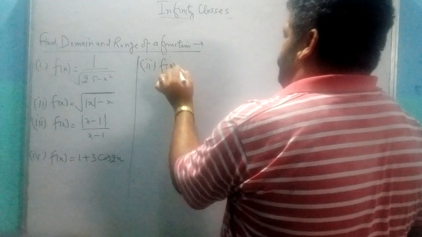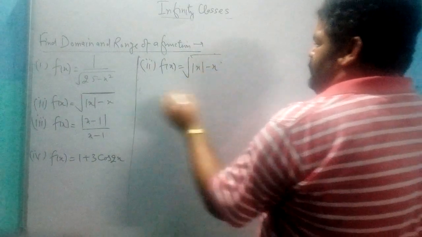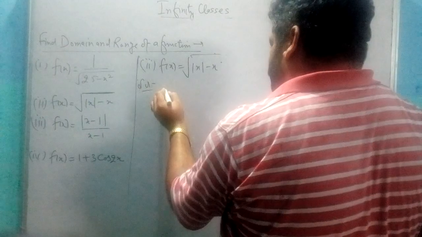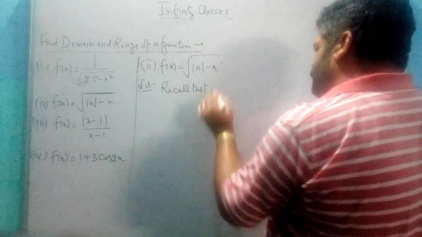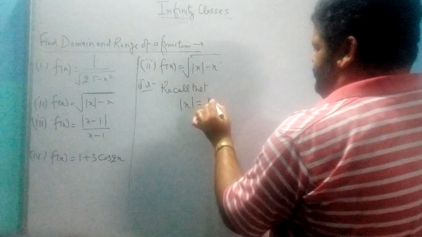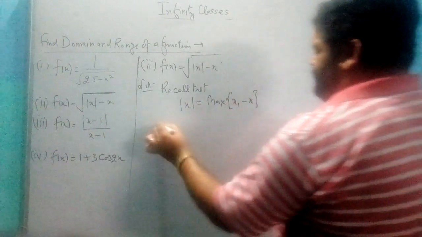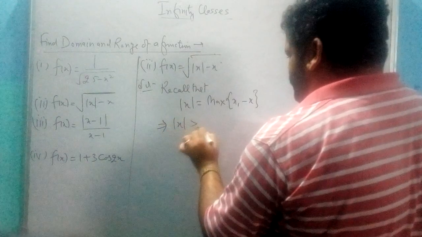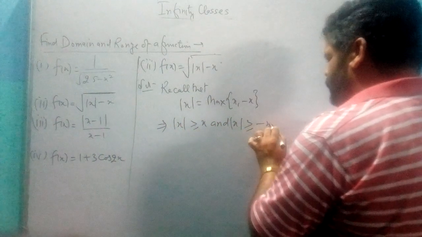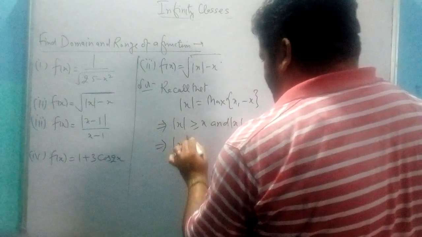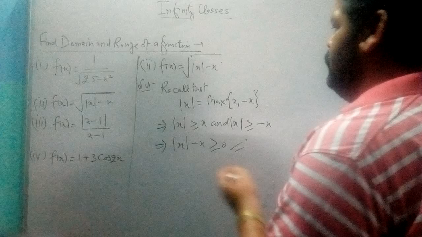f of x is equal to square root of mod of x minus x. Solution for domain: first we recall that mod of x is the maximum of x and minus x. Maximum of x and minus x means mod of x is greater than or equal to x and mod of x is greater than or equal to minus of x. This implies mod of x minus x is greater than or equal to 0.